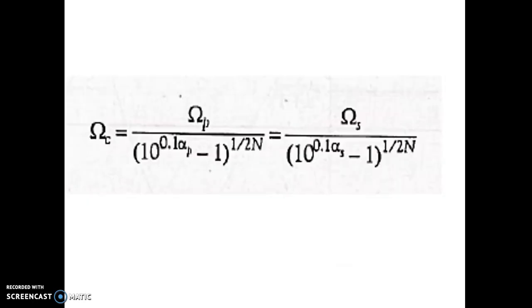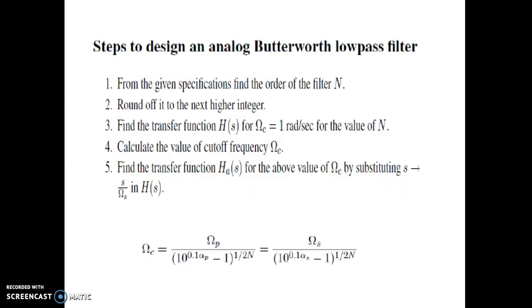Hence, you can prove that omega c is equal to omega p by (10 raised to power 0.1 alpha p minus 1) raised to power 1 by 2n, which is equal to omega s by (10 raised to power 0.1 alpha s minus 1) raised to power 1 by 2n.